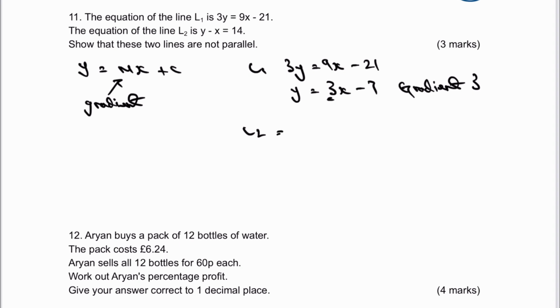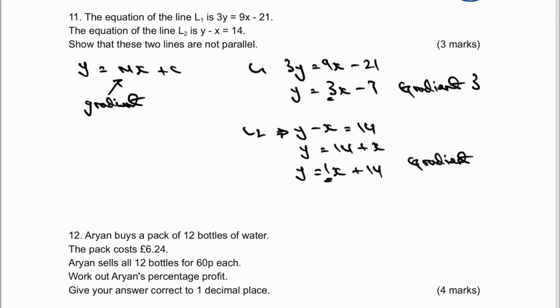Okay, let's have a look at L2. So L2 is a funny one. y minus x equals 14. But we've got to make y the subject. So what I'm going to do is add x to both sides. I get y equals 14 plus x. I'm going to write it the other way around because that will tell me that the gradient itself is 1.